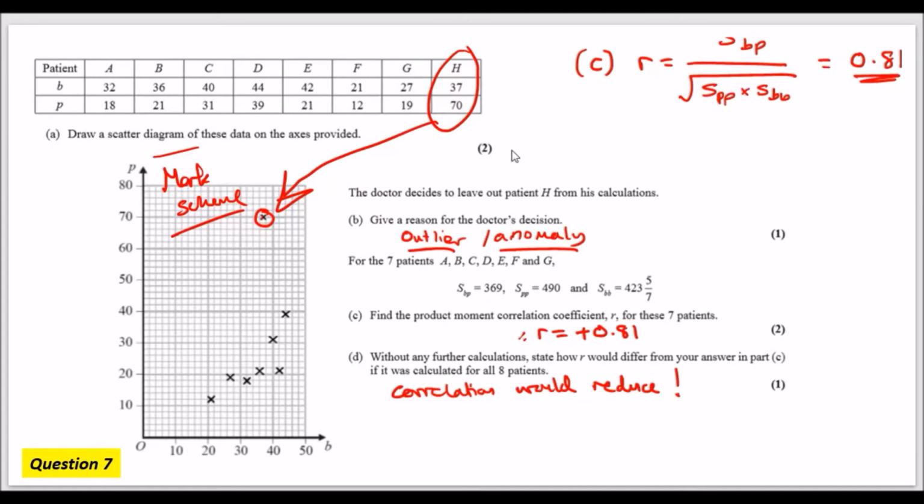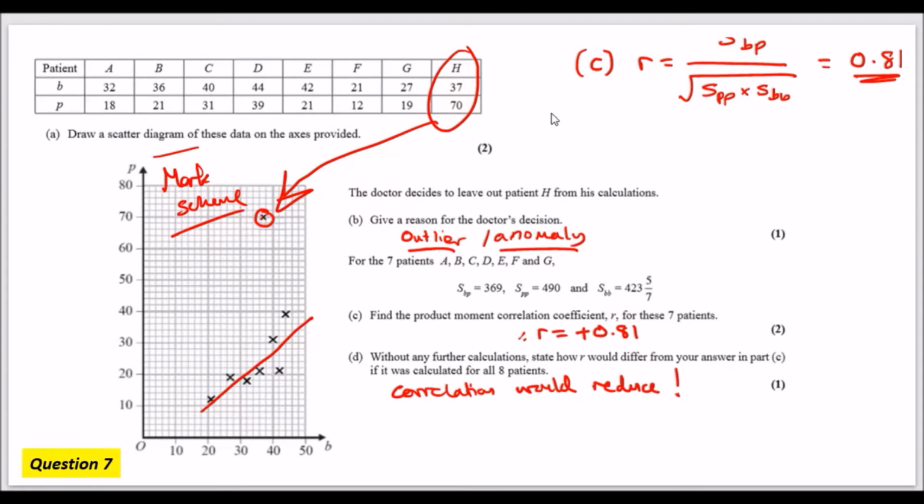Now, let's look at the next following bits. The doctor decides to leave out patient H from his calculations. Give the reasons for the doctor's decision. Well, given that H is over here, we can clearly say this is an outlier. Any point that falls way off the mark, we call it an anomaly or an outlier, so it doesn't fit the general trend. And depending, sometimes the data can be included or excluded from calculations.